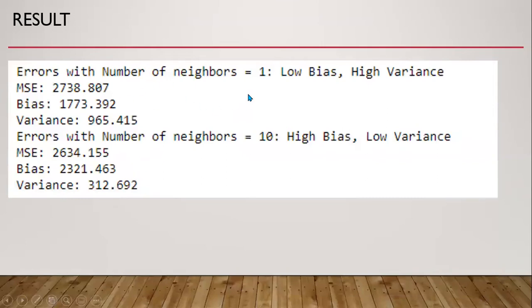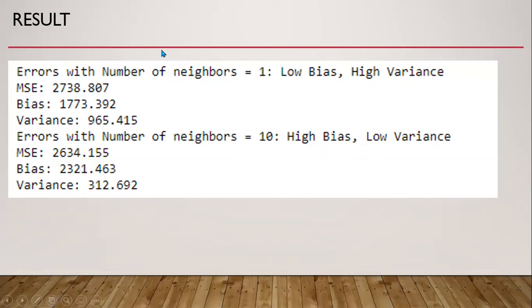When the number of neighbors is 1, we have a bias of 1773 and a variance of 965. Whereas when the number of neighbors is 10, we have a variance of 312 as compared to 965 in the first situation, and the bias is higher as compared to the first situation. So when the number of neighbors is equal to 1, we have low bias and high variance. When the number of neighbors is equal to 10, we have high bias and low variance. So this is a more generalized model as compared to the other model.